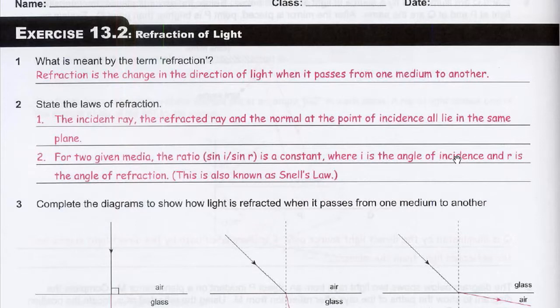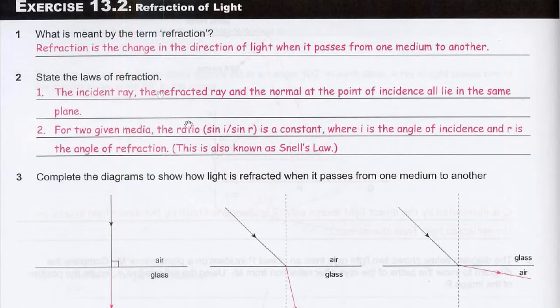For exercise 13.2 on the refraction of light, this exercise is quite basic, and a lot of information you can get from the physics textbook. So in question 1, what is meant by the term refraction? This is actually a definition. Refraction is the change in the direction of light when it passes from one medium to another.